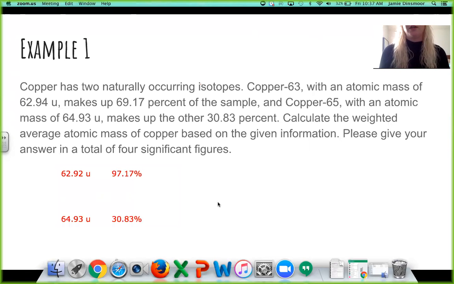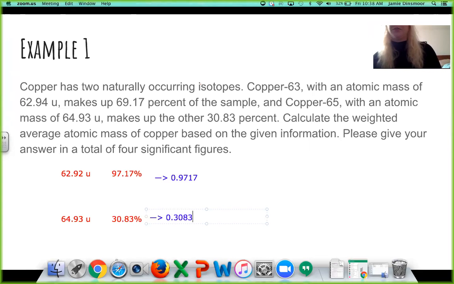Great, thank you, Abby. Make the percents into a decimal. So in order to do that, we're going to move the decimal 2 places to the left or divide by 100. And for our first one here, to convert that percent into a decimal, we end up getting 0.9717. We've gotten rid of the percent, so we don't carry the percent there. And if we do the same thing here, converting that percent into a decimal, we're going to get 0.3083.